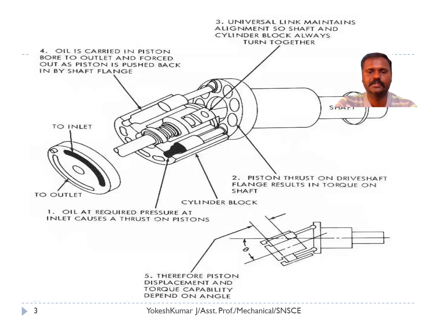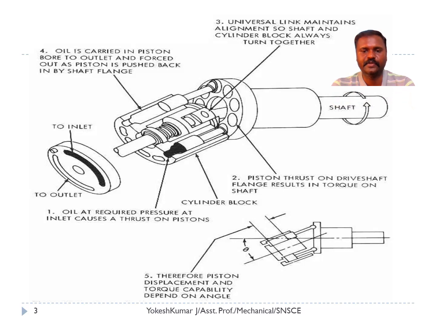And this is the three-dimensional view and the illustration of the motor. Initially, we have the stationary cylinder block, the rotating cylinder block, and the drive shaft, which are sequentially connected inside the system. When you allow the pressurized oil at the required pressure, the inlet causes thrust forces on the piston. Then the piston thrust on the drive shaft flange results in torque on the shaft.